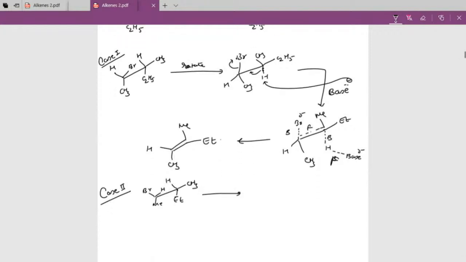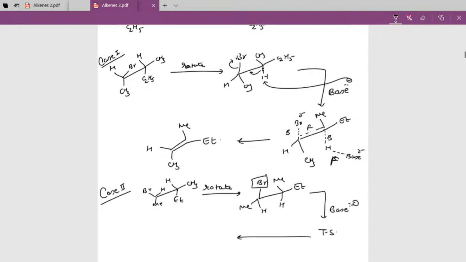Okay. Again, same thing. Rotate to antiperiplanar. Here is my bromine, Me, H, H, Me, Et. Again, base attacks, same way transition state is formed, and the product will be, when I remove this, I will have Me, H, Me, and Et.